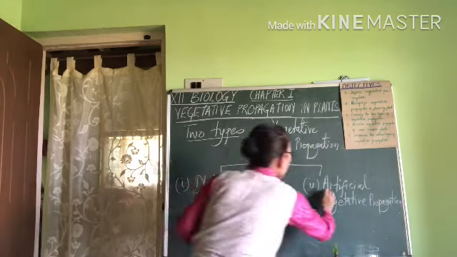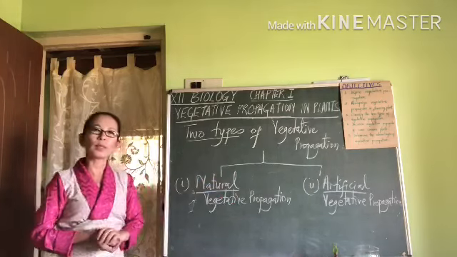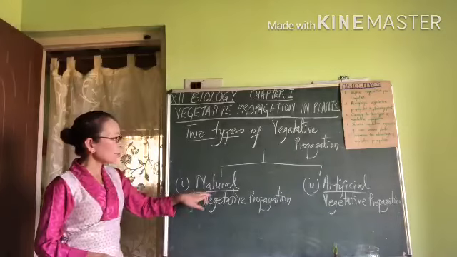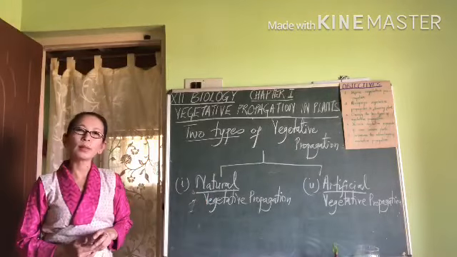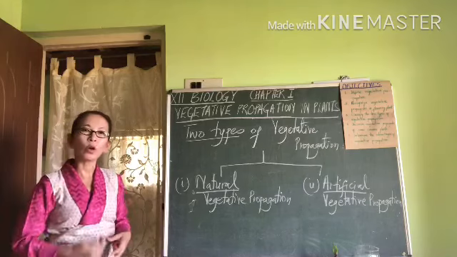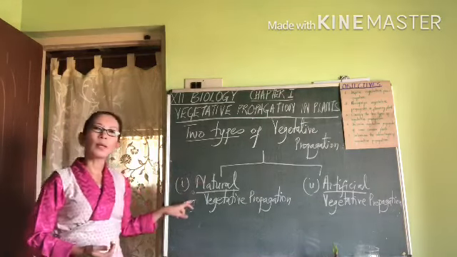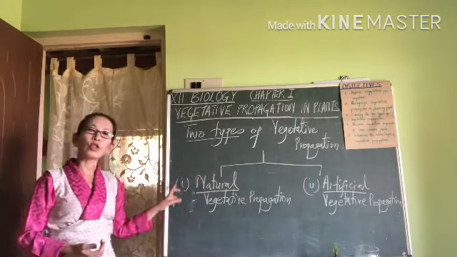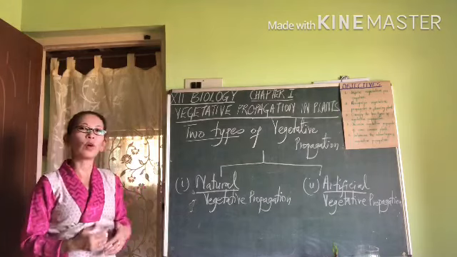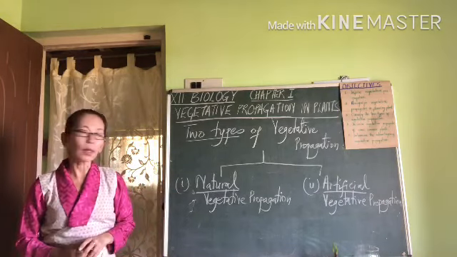So the two types are natural vegetative propagation and artificial vegetative propagation. I guess it's easily understandable. What we mean by natural vegetative propagation is that during this process of reproduction or the propagation of plant, the plants are going to be reproducing naturally by themselves without any kind of influence from external factors, right? So it occurs naturally in nature.